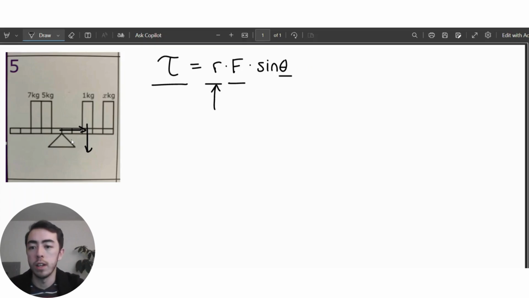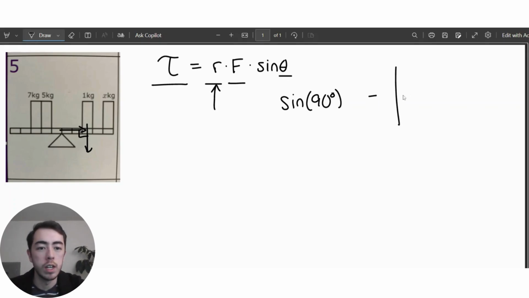And this theta right here is the angle between the two. And so this is a 90-degree angle. The forces are acting perpendicularly to that lever arm, I think is the term. And so I should really quickly figure out what sine of 90 degrees is.